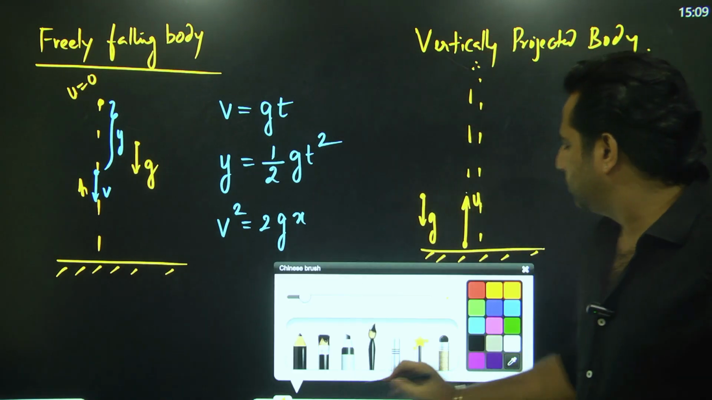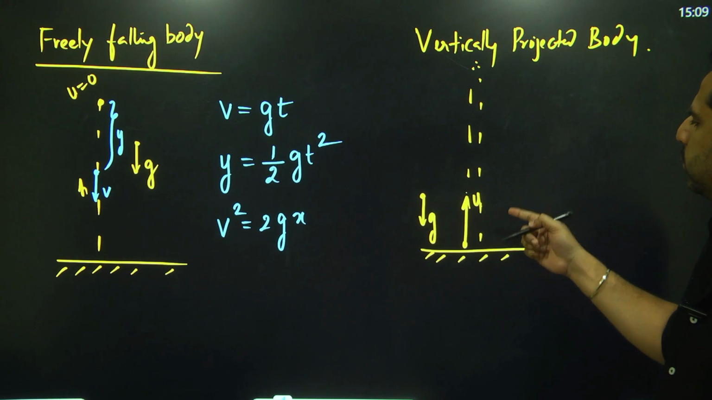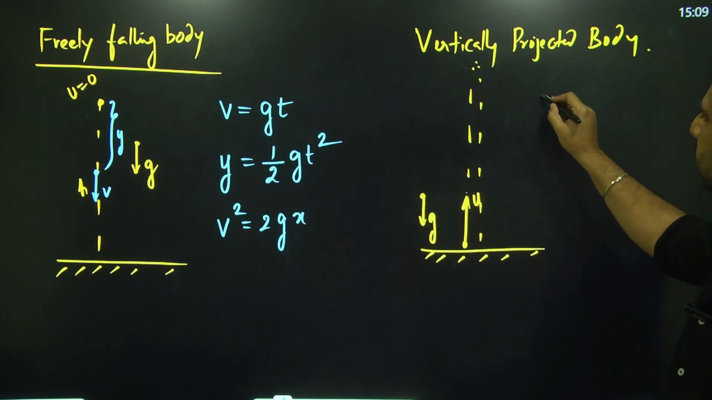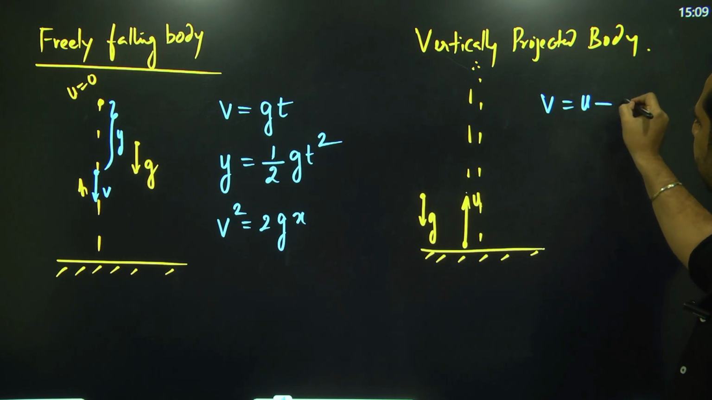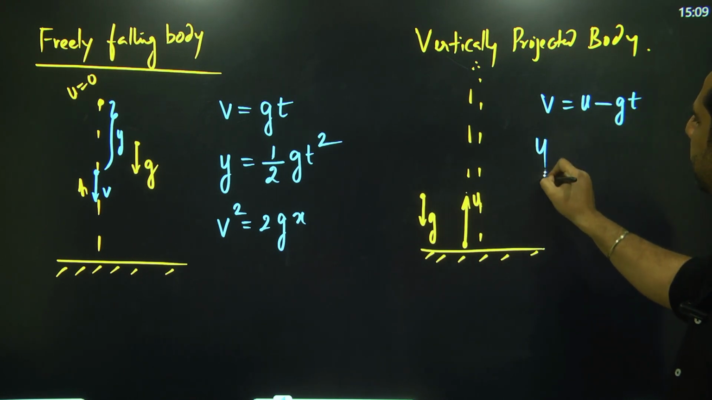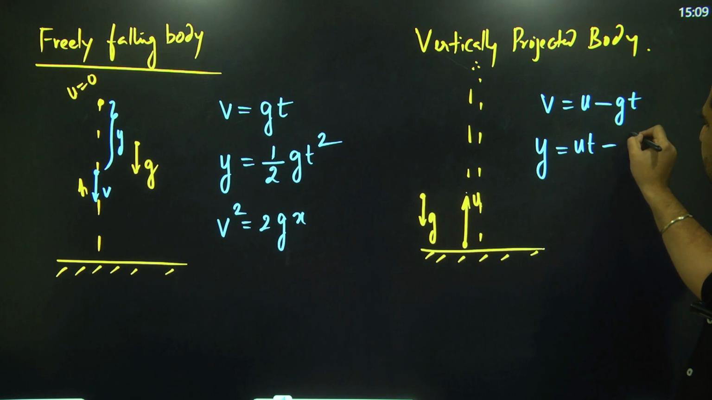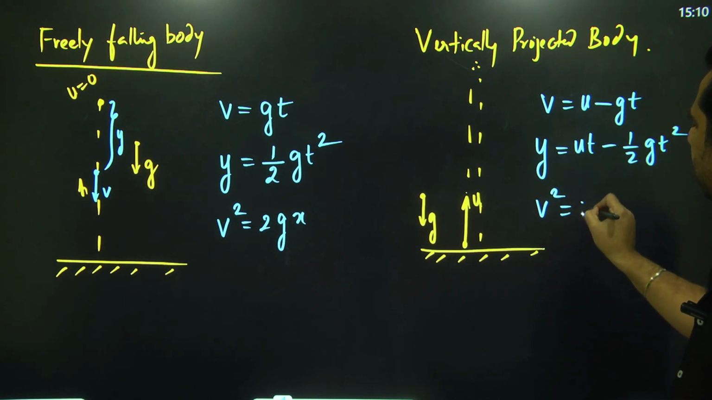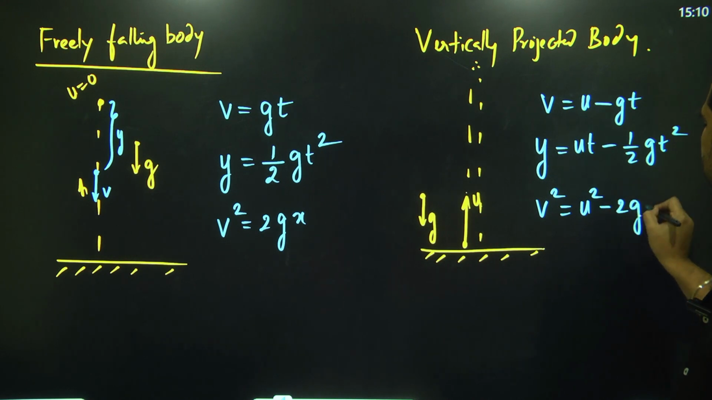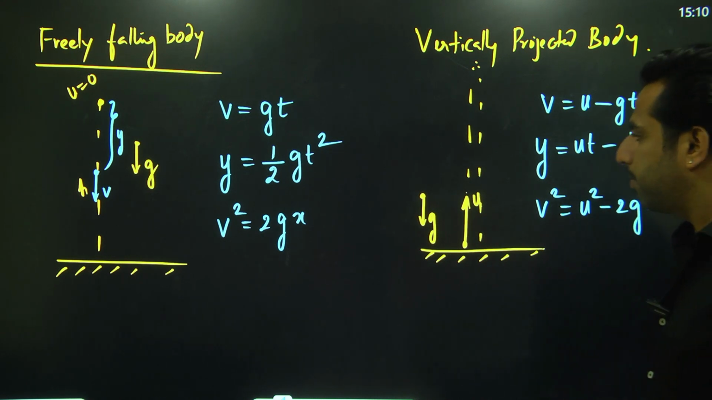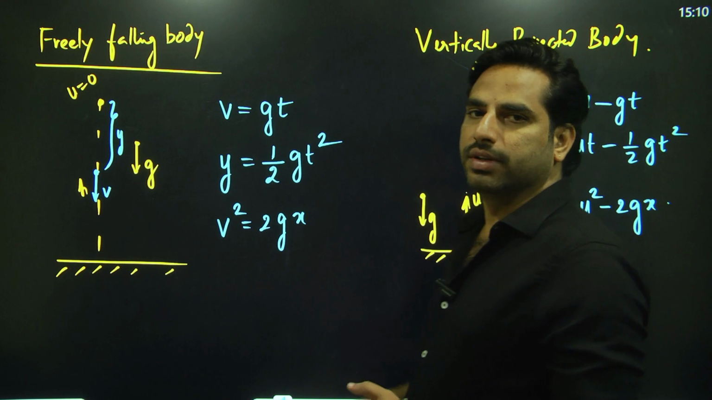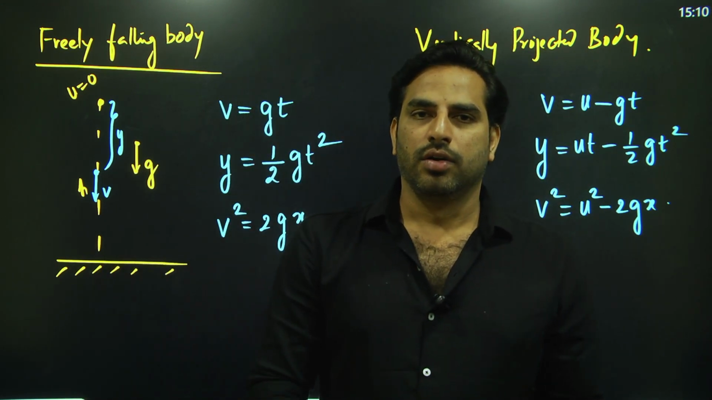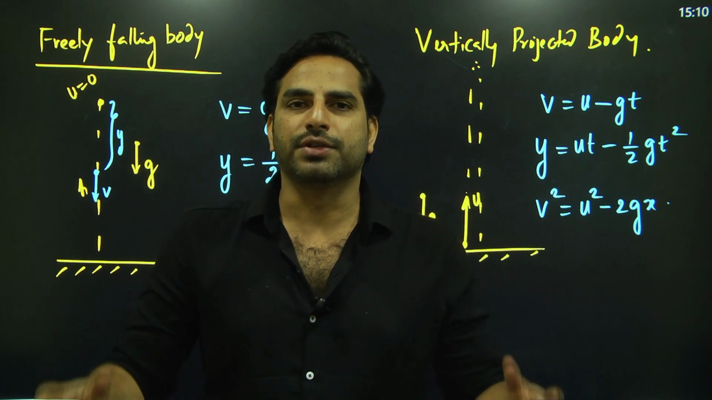Now what will be the equations of motion in this case? This is case 2, where initial velocity and acceleration are in opposite directions. So v is equal to u minus gt, and y displacement at any point of time is ut minus half gt square, and v square is equal to u square minus 2gx. This is the proper application of equations of motion depending on the case that you deal with. Hope this has cleared all the confusion.